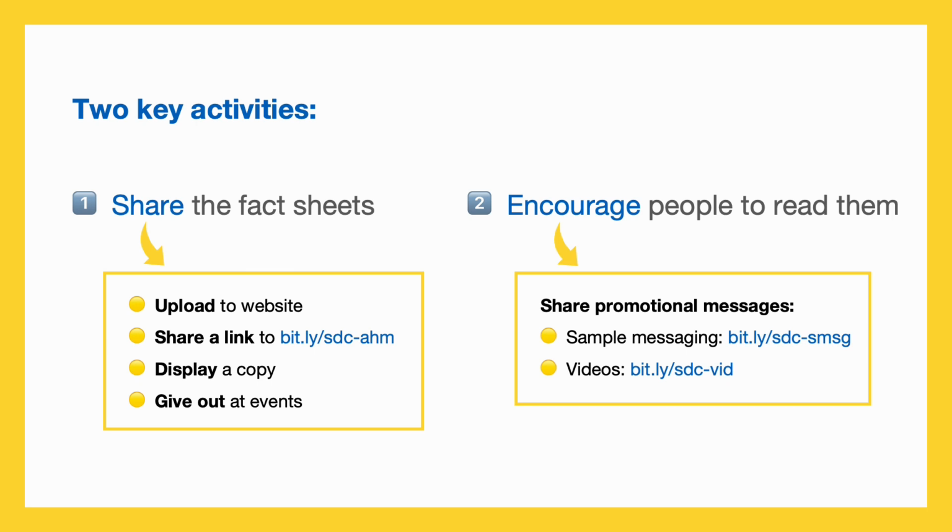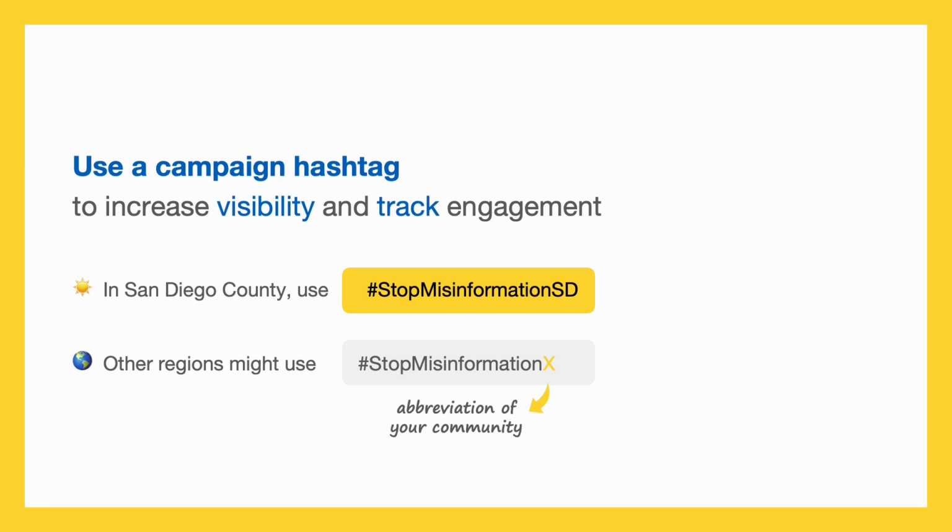To encourage community members to read the fact sheets, share promotional messages. Post the sample messaging and videos on your library's website, newsletter, blog, social media, and other communication channels. Use a campaign hashtag to increase visibility and track the online engagement with the content.